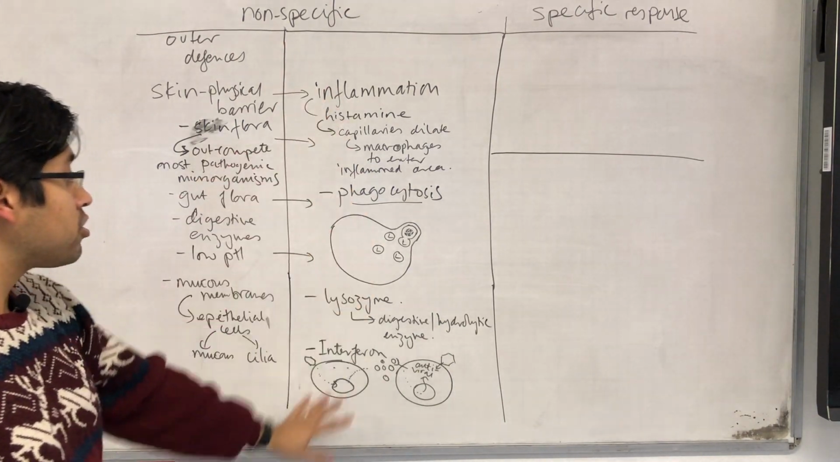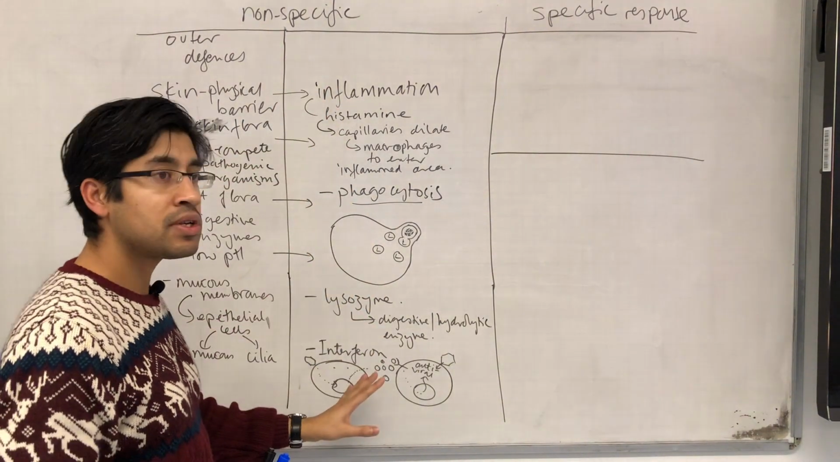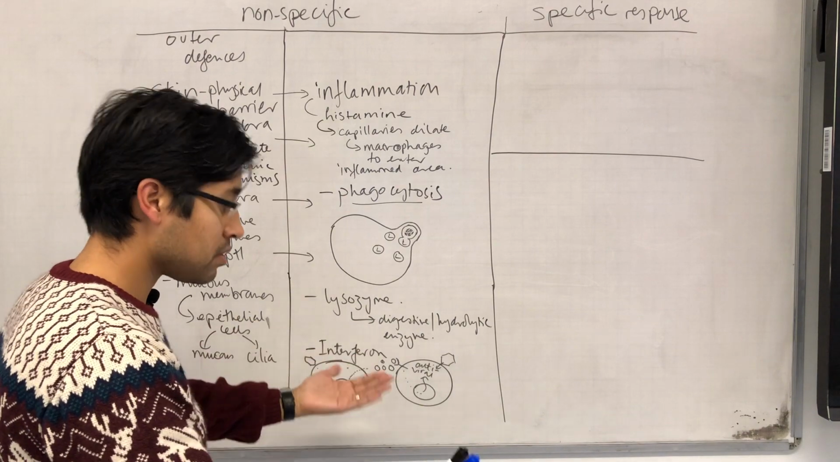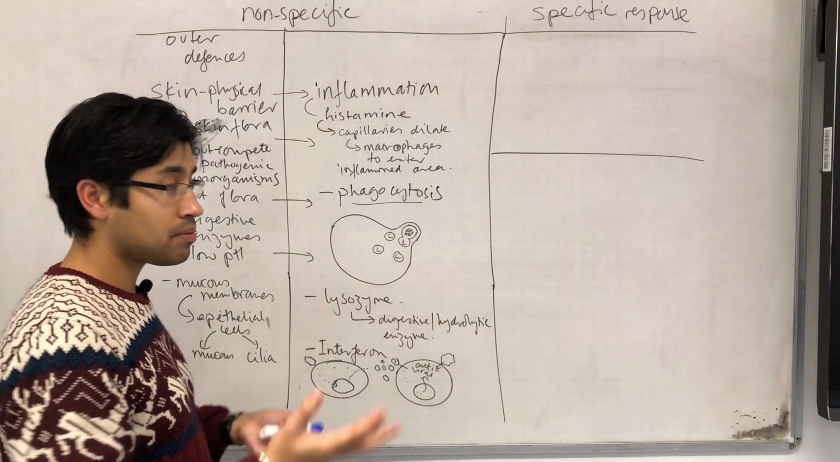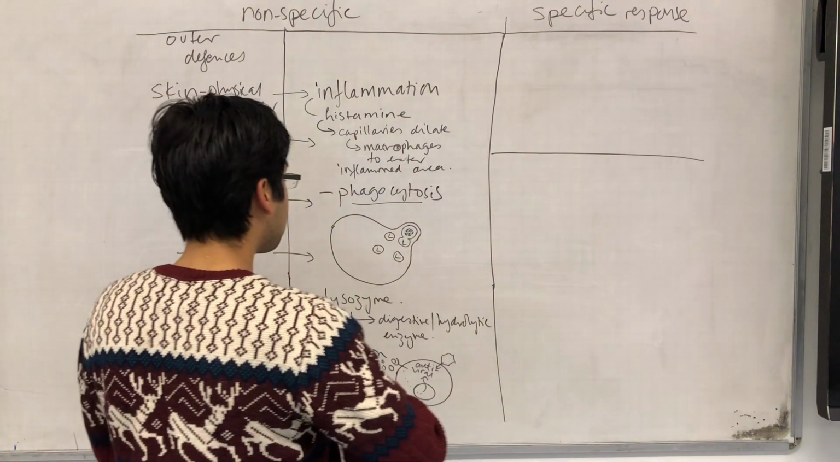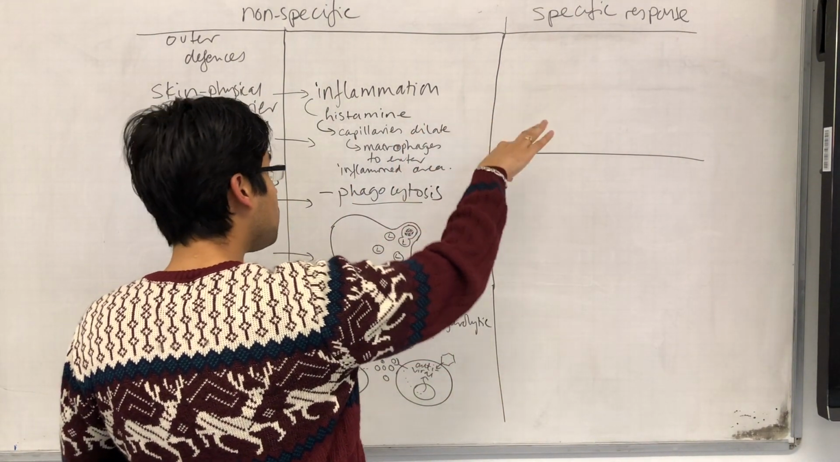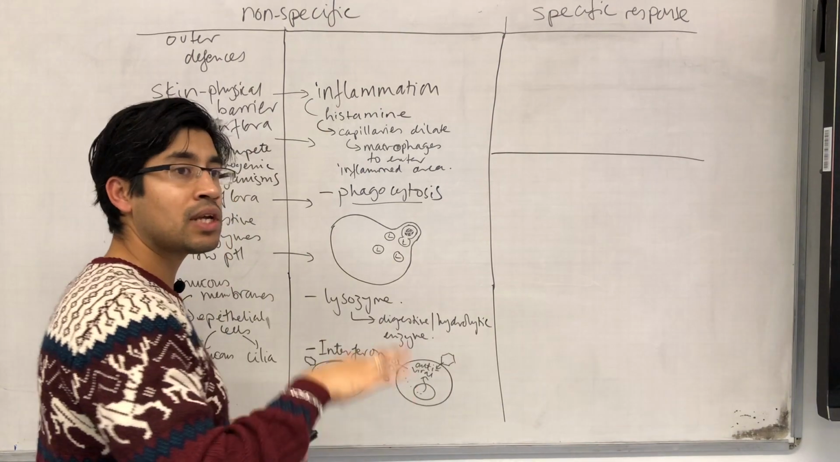So those are all non-specific things. They don't care what the pathogen is, they're just acting against the pathogen. So now we move on to the specific response, which is an immune response directed towards a particular type of pathogen.